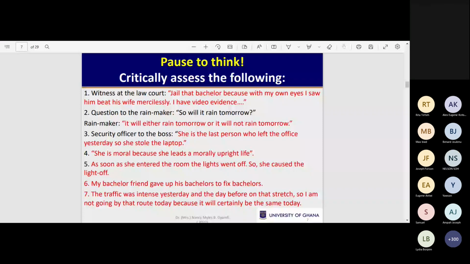Say the example 3, which I have mentioned over and over again. She's the last person who left the office yesterday, so she stole the laptop. That one is not a logical truth. We need to ascertain by evidence. We need to do further observation because the fact that someone was the last person who left the room doesn't in itself mean that she stole a laptop. In fact, the owner of the laptop could have stolen it herself. She wants a new one. If it's lost, then the office will contribute and buy for it. Let's open our minds. Open-mindedness. You see it in a minute.